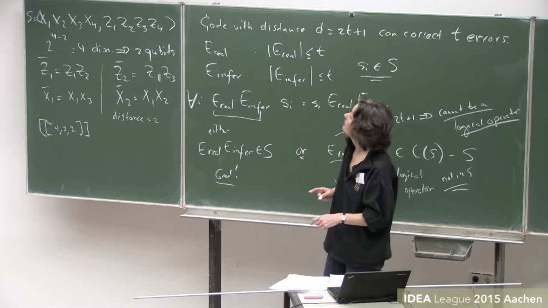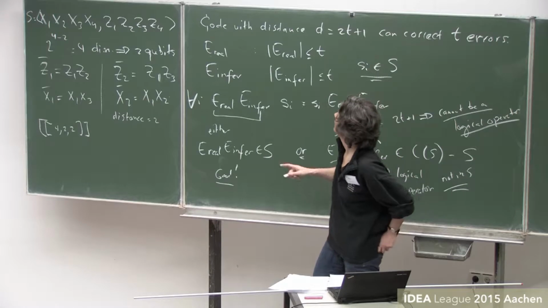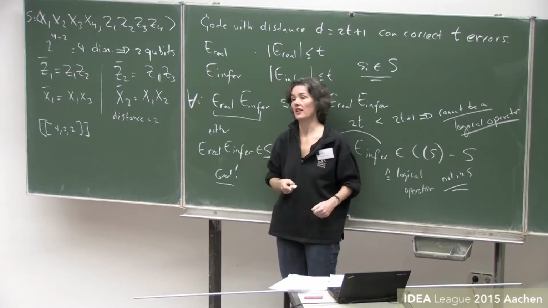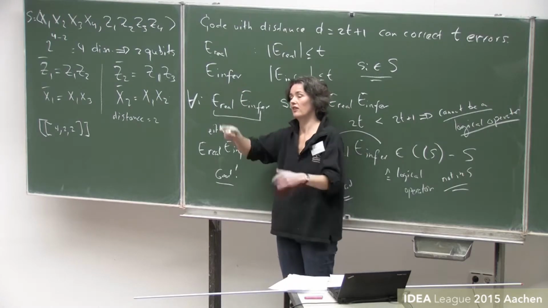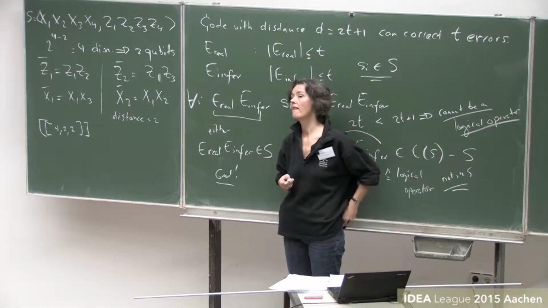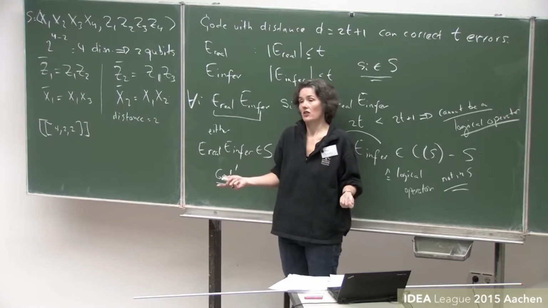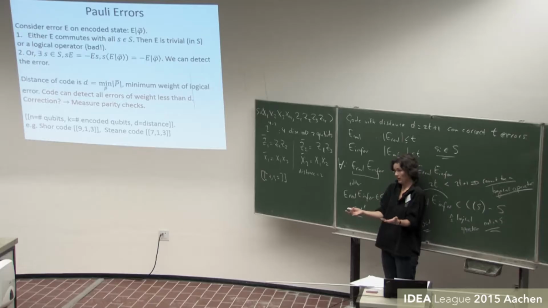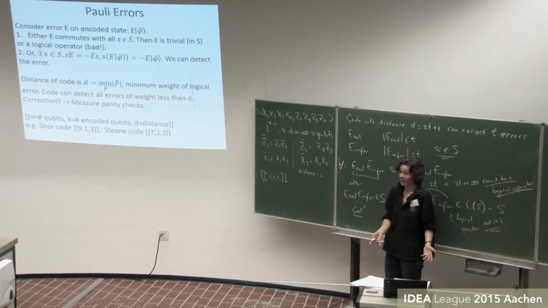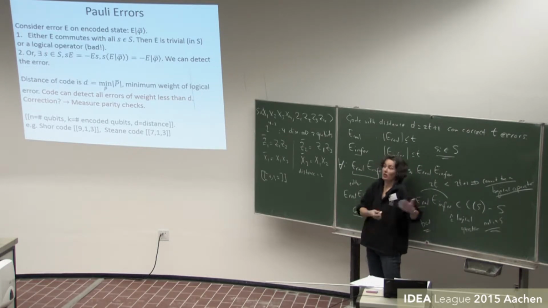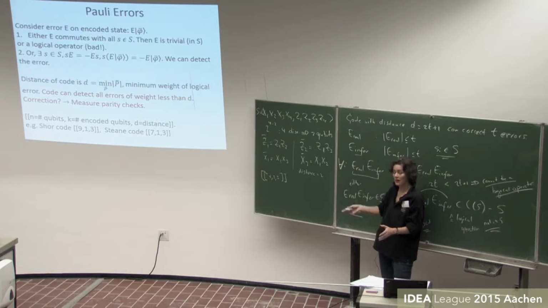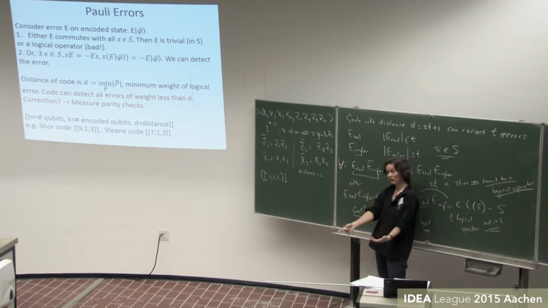E real is a product of Paulis. It's a Pauli error, right? So it could be a bit flip on the first qubit, phase flip on the third. And E infer is the error that I infer. So I get my parity check measurement outcomes, and I'm going to do some classical processing to determine what error I think happened. And that I call E infer, the error that I inferred from my classical processing, maybe a lookup table. The way I infer that is I take the Pauli error that has minimum weight that could be responsible for the data I'm getting in terms of these parity checks.